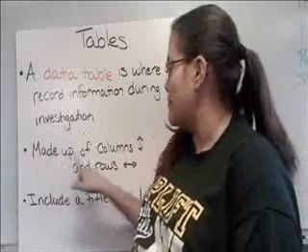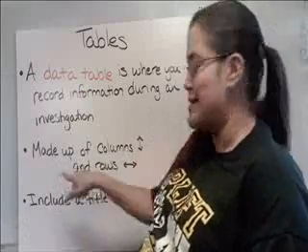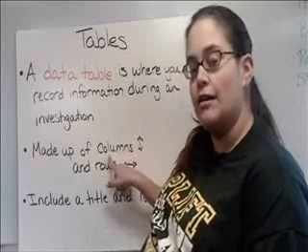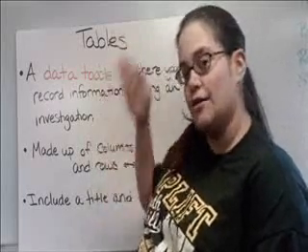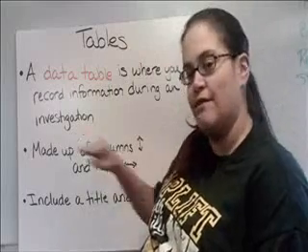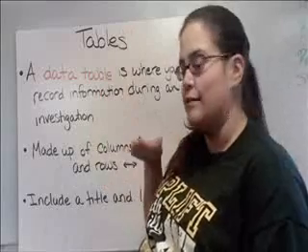Data tables are made up of columns, which go up and down, and rows, which go side to side. I remember this because the L in column is tall. It's tall and skinny, goes up and down. Where rows, all four letters in rows are very flat. So column goes up and down, and rows go side to side.